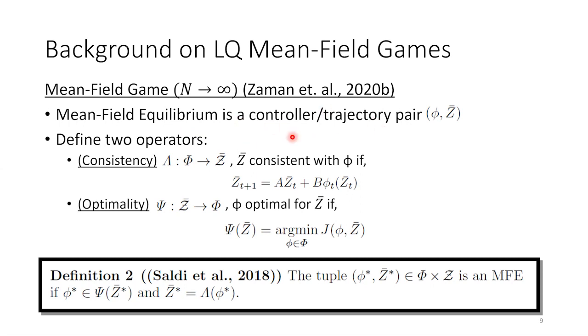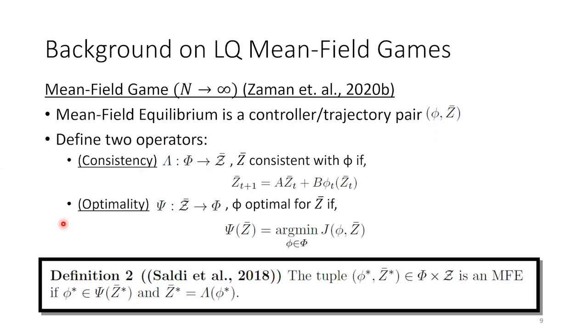In this setting, we have a controller and a mean field trajectory pair. Phi is our controller and z bar is the mean field trajectory, which will represent the mean field equilibrium. Phi is the controller for any agent. So basically, if all agents follow phi, that's the mean field equilibrium.